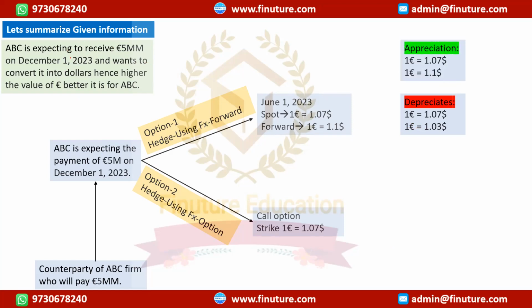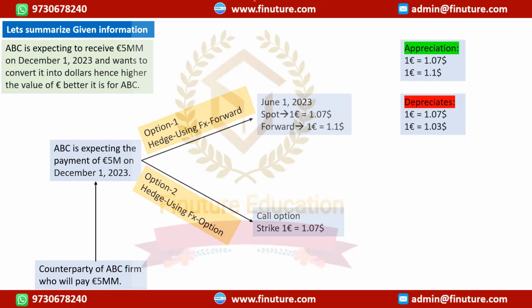And appreciation is the value of the currency going up. So for example, if your currency initially was at €1 equal to $1.07, and now it has gone up to €1 equal to $1.1, now your €1 can get you more dollars. So your euro has become stronger. It has appreciated. So yeah, this was the information that was required to evaluate the question.